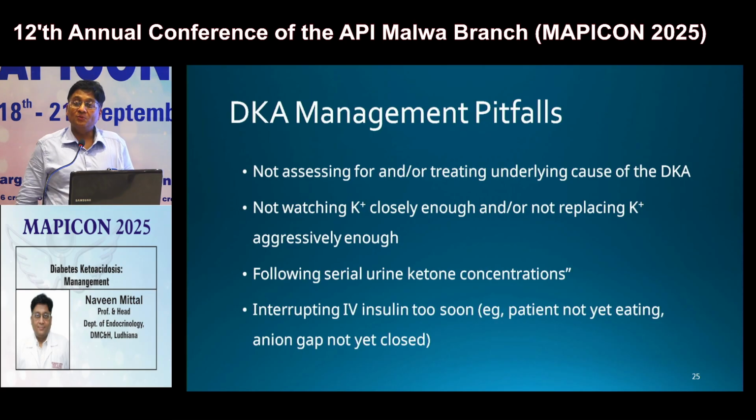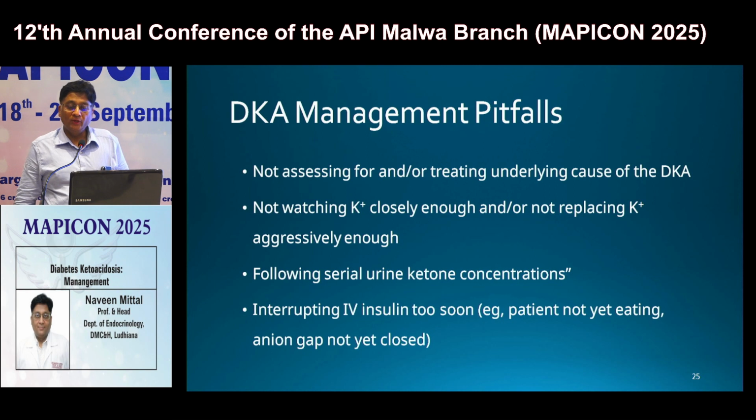Not watching potassium closely and not replacing the potassium aggressively. Almost all patients of diabetic ketoacidosis will require potassium replacement. If you don't replace the potassium, patients are going to have hypokalemia and arrhythmias. The third thing is following urine ketones rather than serum ketones. यूरिन में कीटोन्स बहुत लेट डिसअपियर होंगे, सीरम कीटोन्स जल्दी हो जाएंगे. सो ब्लड कीटोन्स कराने हैं, यूरिन कीटोन्स को फॉलो नहीं करना.